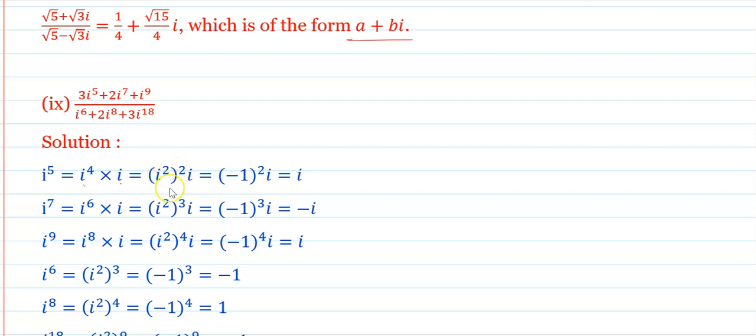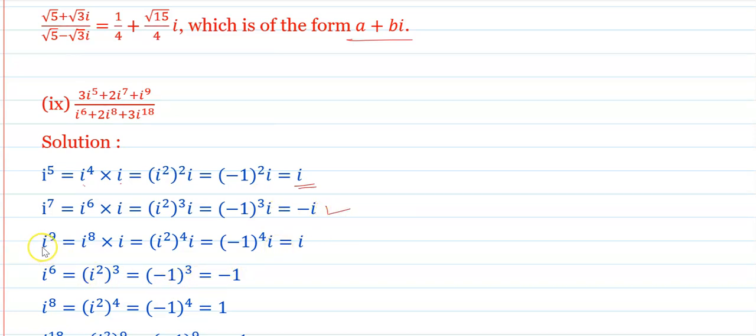i square is -1, -1 bracket square. Then you will get 1 into i, here is i. Next is i raised to 7. i raised to 7 means what? i raised to 6 into i. i raised to 6 means what again? i square bracket raised to 3. i square is minus 1, bracket raised to 3 into i, you will get minus i.